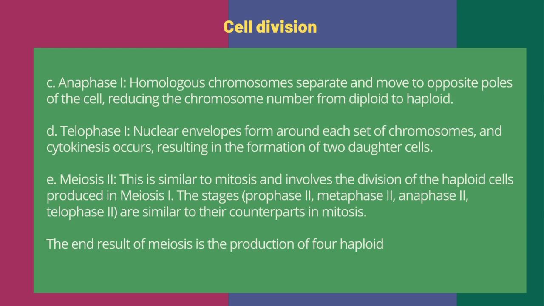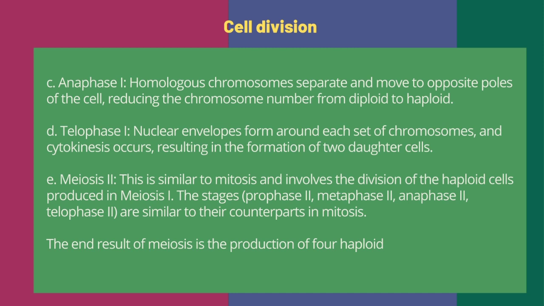C. Anaphase I. Homologous chromosomes separate and move to opposite poles of the cell, reducing the chromosome number from diploid to haploid. D. Telophase I. Nuclear envelopes form around each set of chromosomes, and cytokinesis occurs, resulting in the formation of 2 daughter cells.